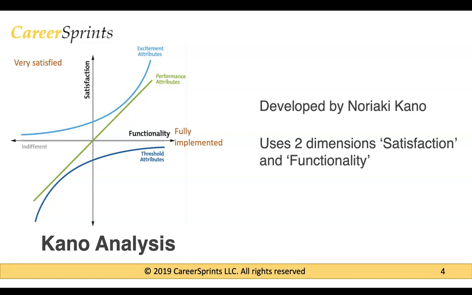Kano was originally developed for identifying customer needs that provide the fuel for thoughtful feature development. It was designed by a Japanese professor called Noriaki Kano, and he developed the Kano model using two dimensions, which are satisfaction and functionality. In this picture, satisfaction is on the y-axis and functionality is on the x-axis. Now, the dimensions of satisfaction range from delighted to totally frustrated, with all the other levels sitting in between. And the other dimension, which is functionality, ranges from not implemented at all to fully implemented.